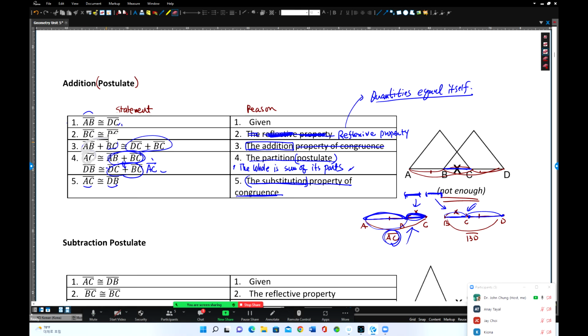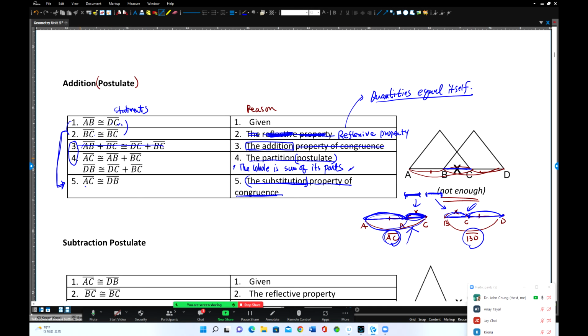Another one over here. It depends on your teachers, but sometimes we skip a lot of steps over here. This is equal, right? AB plus BC is what? AC, right? You can go to this one directly. Skip this. AB plus BC is AC. DC plus BC is what? DB, right? BC plus CD is DB, right? You can jump over here.